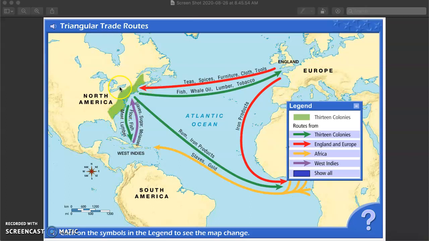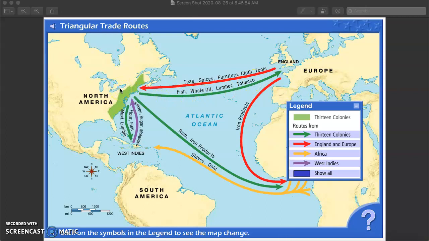This land over here, that's called the 13 colonies, because a colony is owned by the mother country, owned by England. So the mother country takes the natural resources from their colony and takes it back to England. England then takes those natural resources, turns them into finished products, and then ships them back to the 13 colonies.